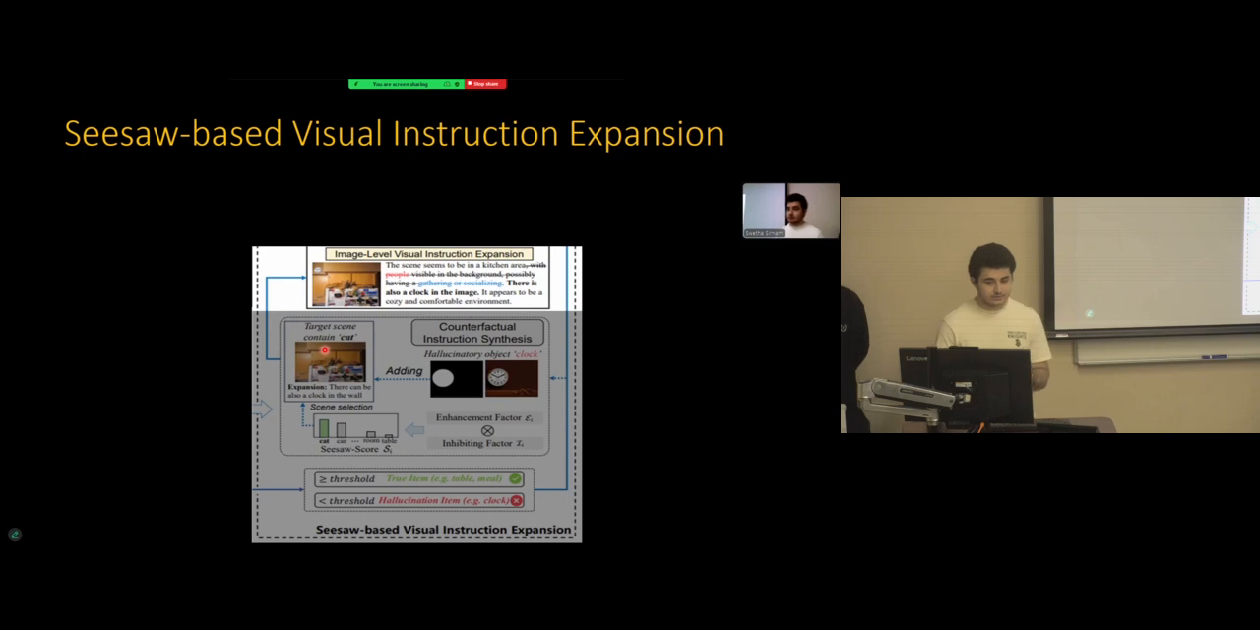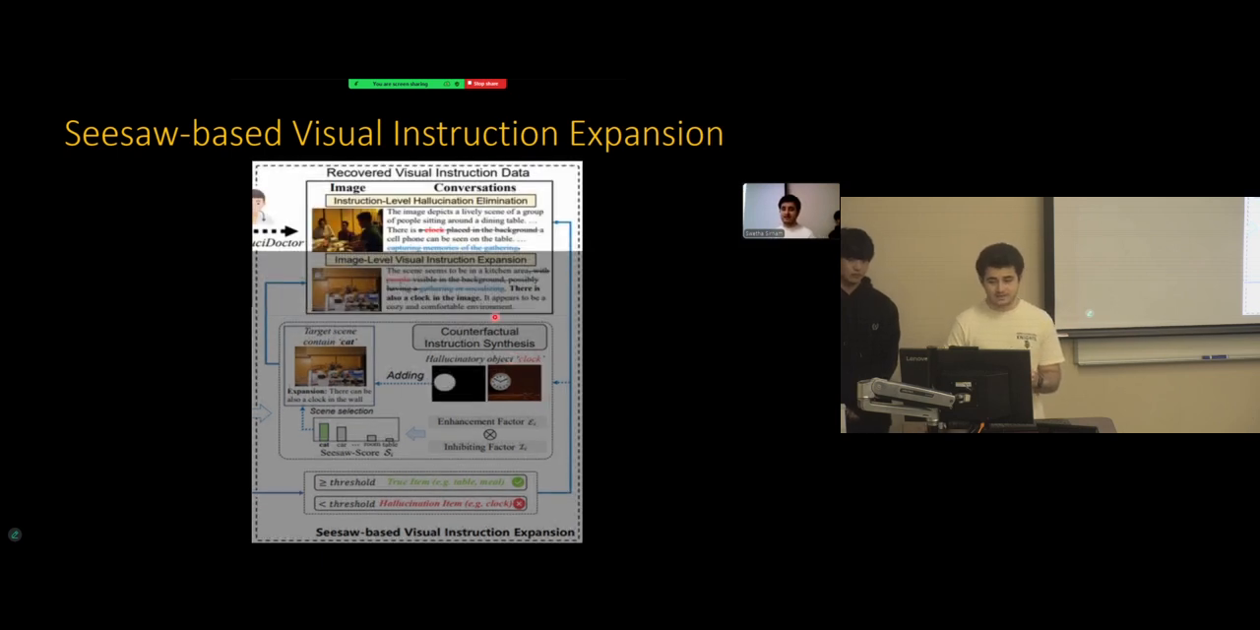So how we do is this: we get the object from the image itself, modify our image by adding this hallucinating object, okay? And then we also modify the caption as there is also a clock in the image, so that we can improve maybe the hallucinating effect of cat and clock in the further steps. This is actually image level visual instruction expansion.